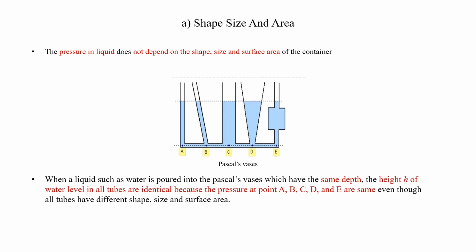When a liquid such as water is poured into the Pascal vessels, which have the same depth, the height of the water level in all tubes are identical because the pressure at point A, B, C, D, and E are the same, even though all tubes have different shape, size, and surface area. That is why the pressure in liquid does not depend on the shape, size, and surface area.